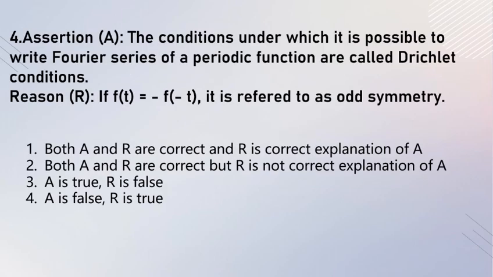Assertion: The conditions under which it is possible to write Fourier series of the periodic functions are called Dirichlet conditions. Reason: If f of t is equal to minus f of minus t, it is referred to as odd symmetry. Both assertion and reason are true, but reason is not the correct explanation for assertion.